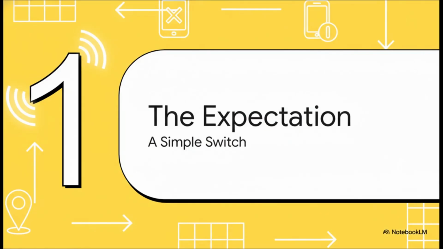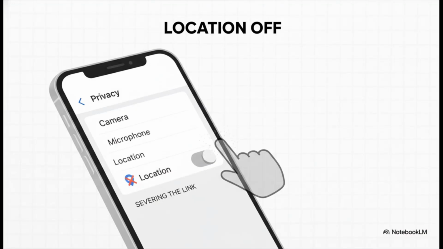All right, first, let's talk about the expectation. When you see that switch, the logic feels pretty simple, right? You went into your settings, found that location toggle, and you turned it off. In your mind, that's it. That should cut the cord between your device and its physical place in the world.